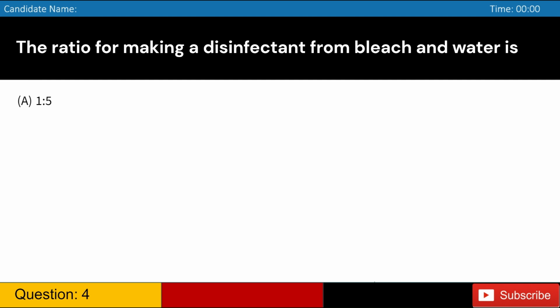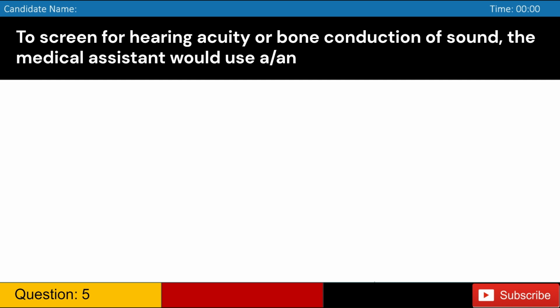1:5. B. 1:10. C. 1:20. D. 10:1. E. 1:100. Answer B. 1:10. To screen for hearing acuity or bone conduction of sound, the medical assistant would use an A.